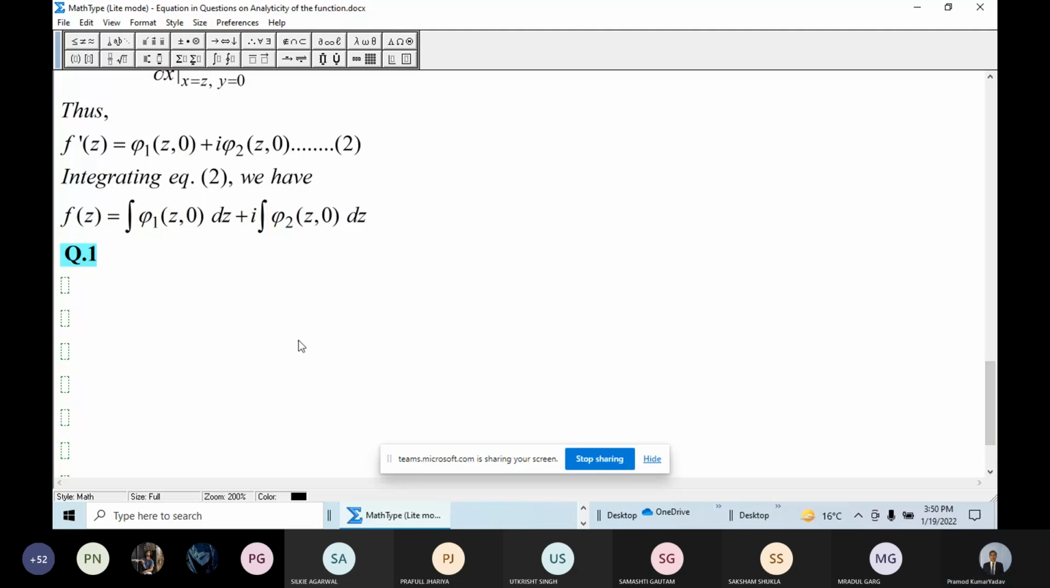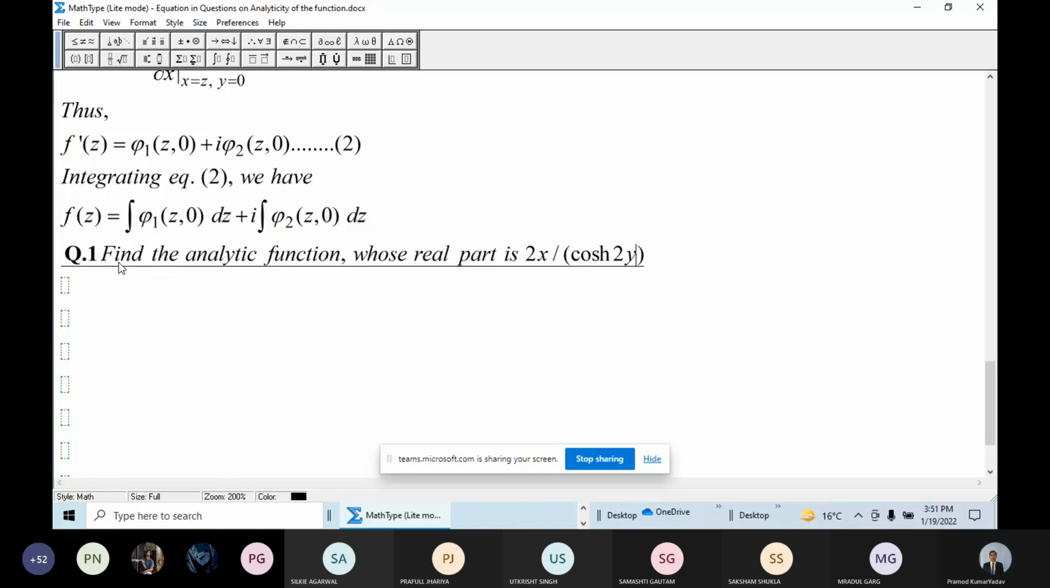Right question. Find the analytic function whose real part is 2x divided by cos hyperbolic 2y minus cos 2x. This is the question.